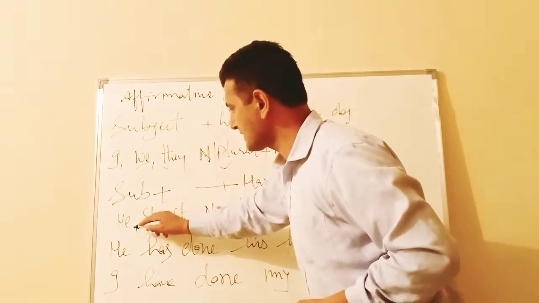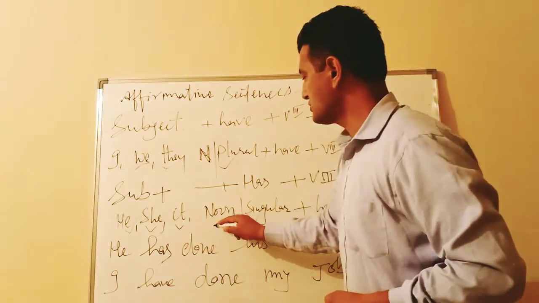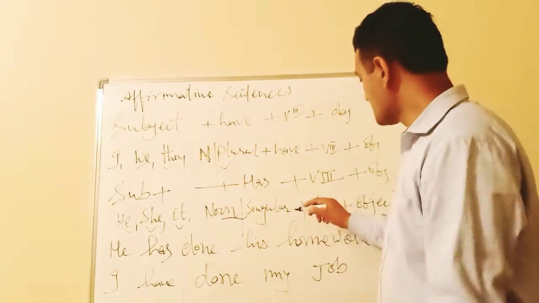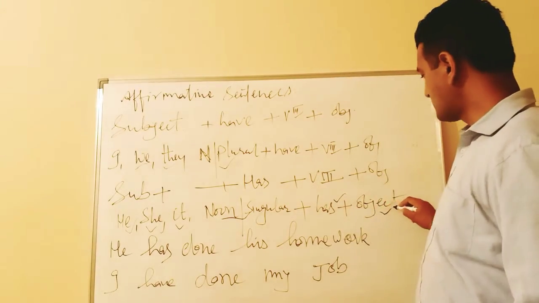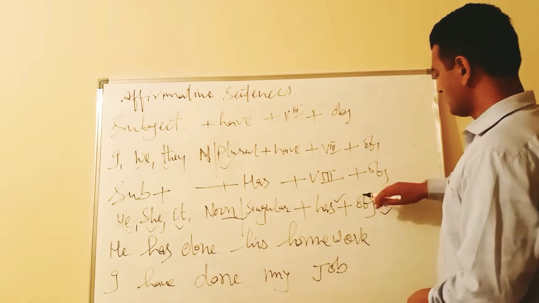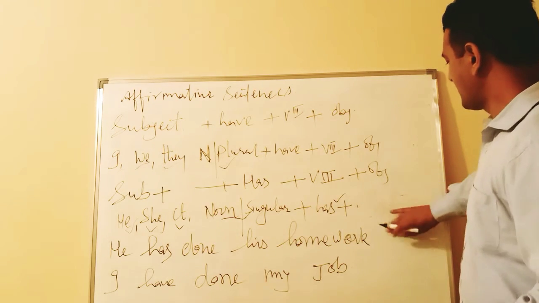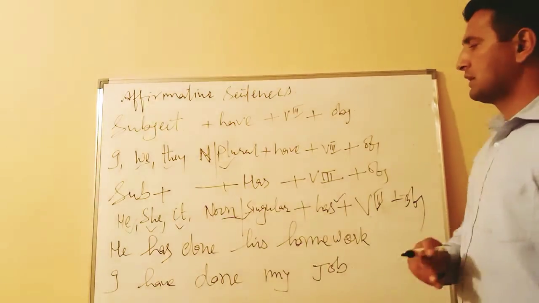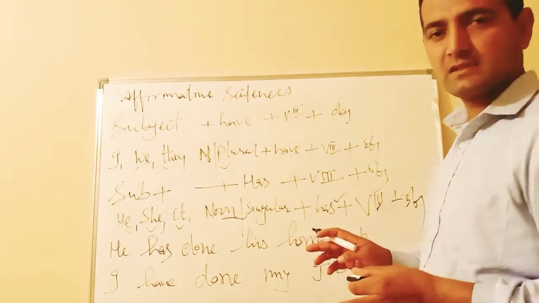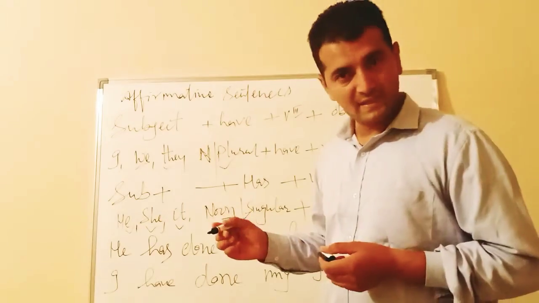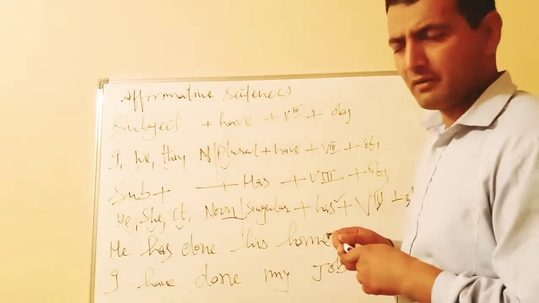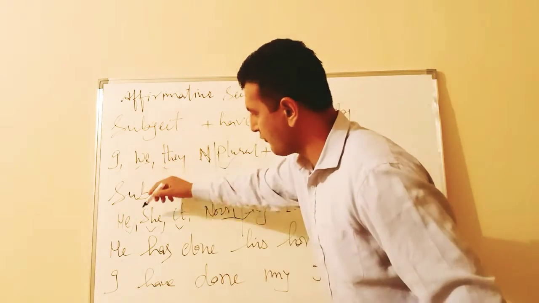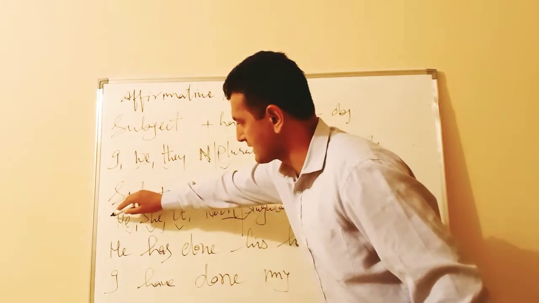And if your subject is he, she, it, or a noun singular, if your naming word is singular, you will write has and the third form of the verb, and object. This is very essential to know about these rules. So we have two examples here. He has done. It falls in this category.